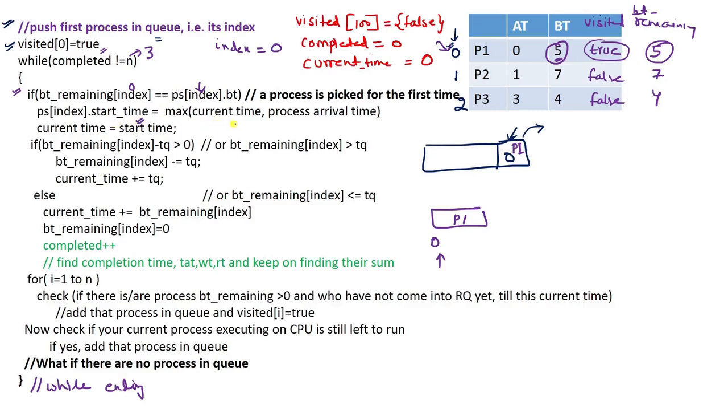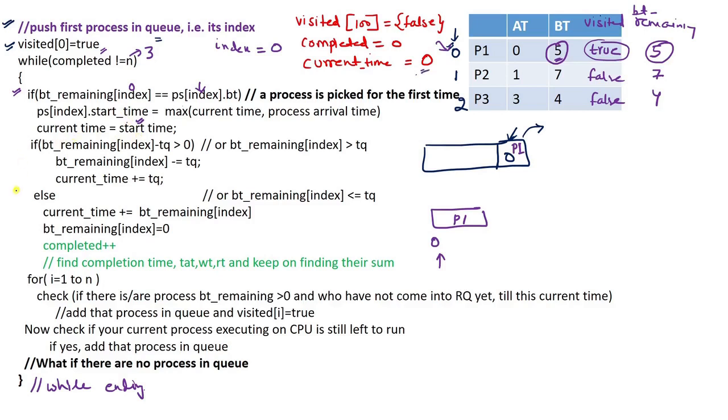We are saying take the maximum of the arrival time and the current time, okay? For the time being, the arrival time of this process is 0 and the current time is also 0. So it will be 0, 0, maximum is 0. So the start time will be initialized as 0 for this P1. So this is the start time, right? Now the current time will be equal to start time only because it is 0 only.